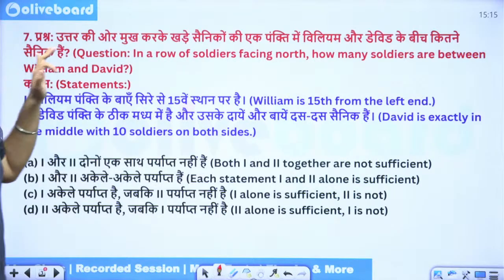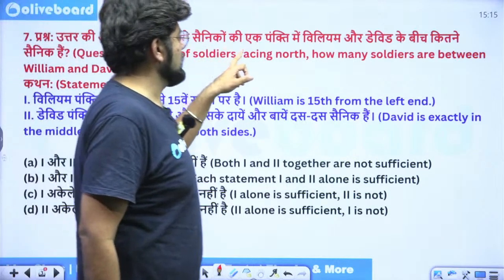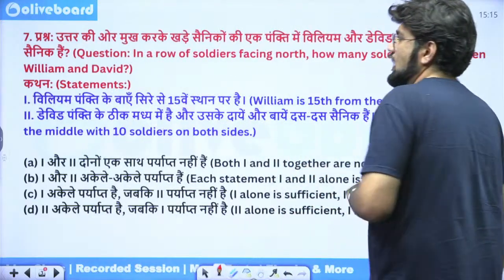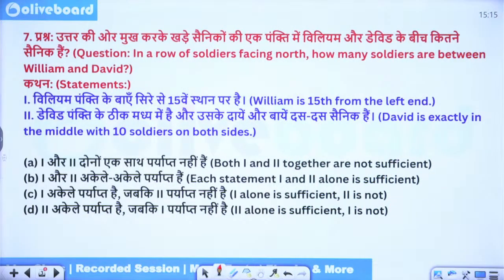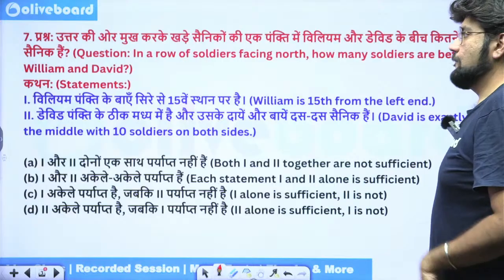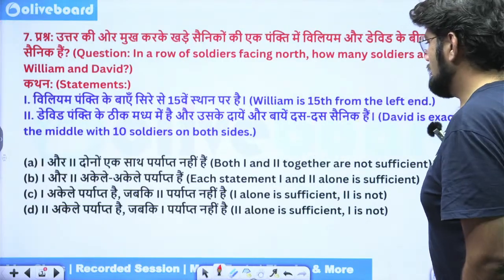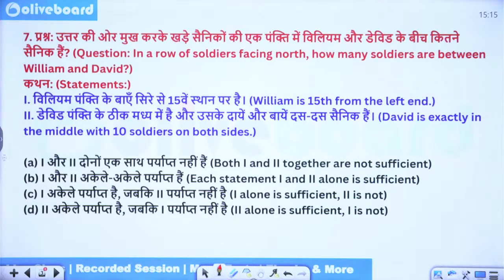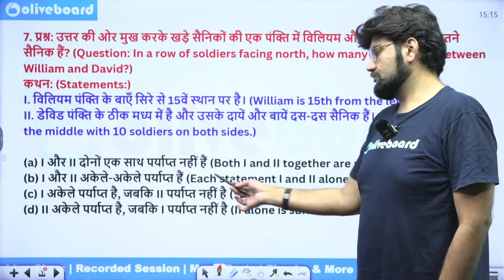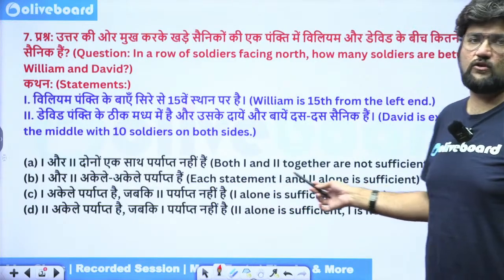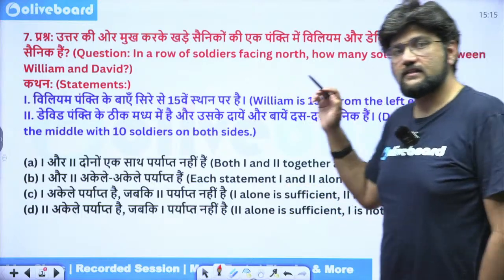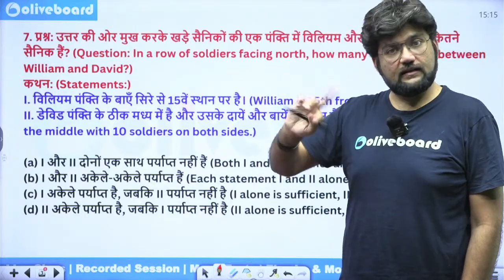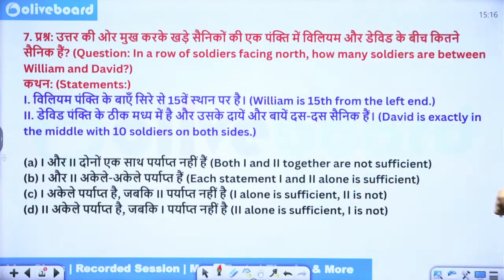Now the question again says, in a row of soldiers facing north, how many soldiers are between William and David? Before reading the statements, we are coming to the options. Both are not sufficient. Each alone is sufficient means it is either or: 1 alone and 2 alone, but they don't need to be taken together. Understand the difference between together and each alone. Perfect, so let's check now.